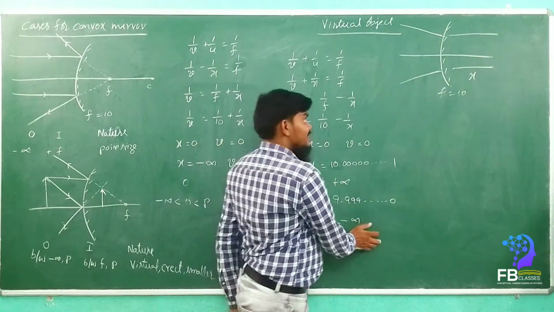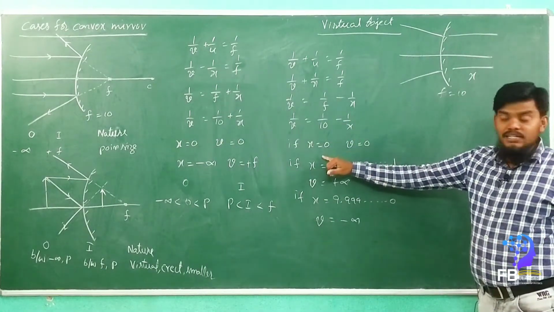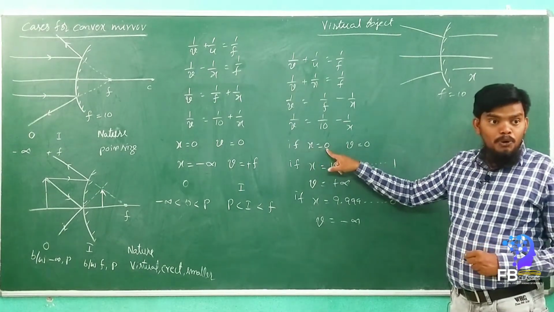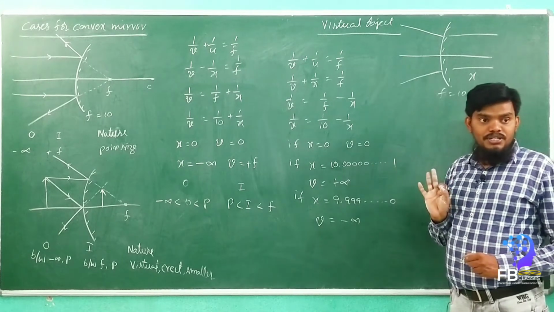What is the conceptual understanding here? The conceptual understanding says very clearly here: when the object is placed at the pole, then the image also forms at the pole. Got it? Yes or no?